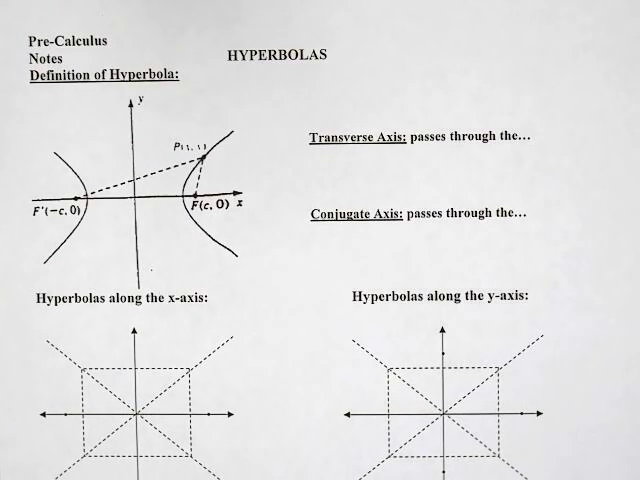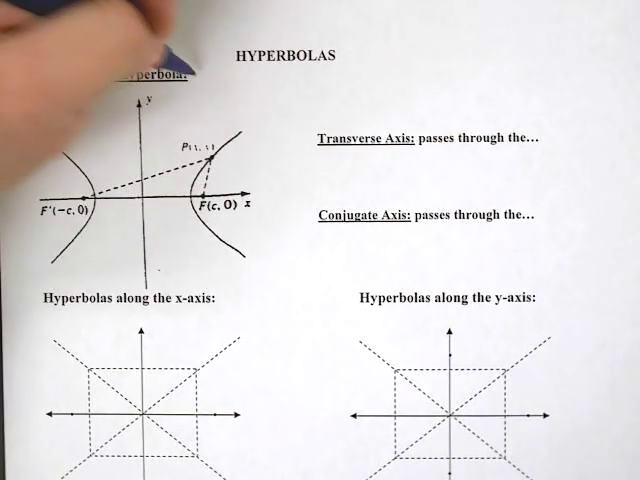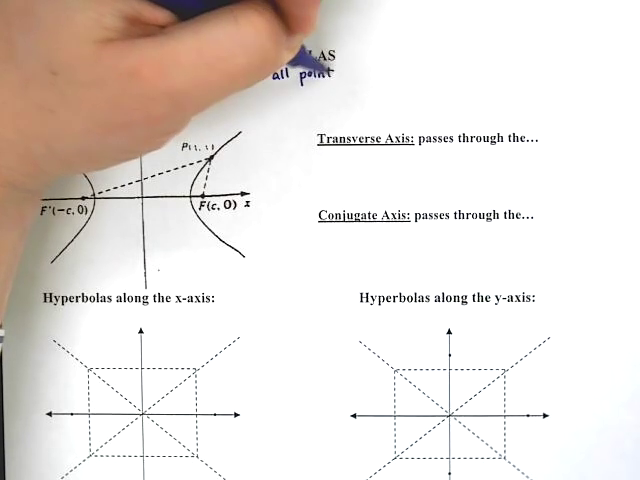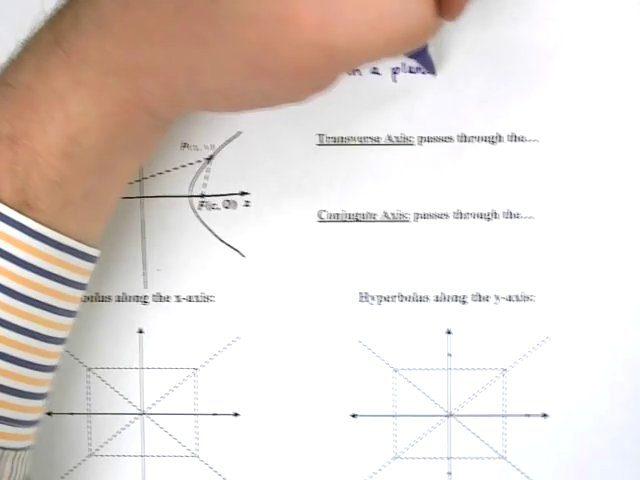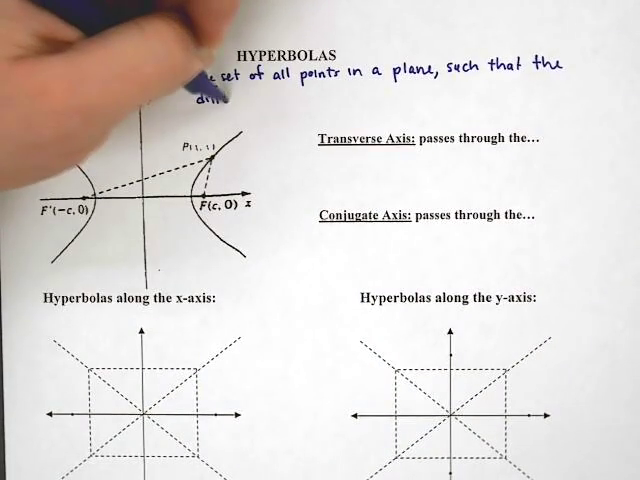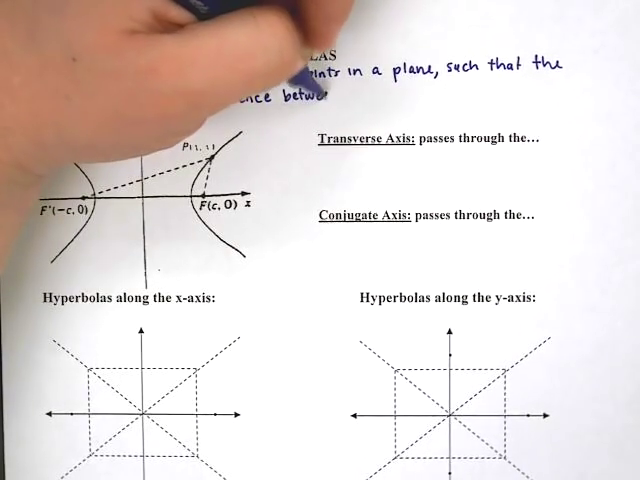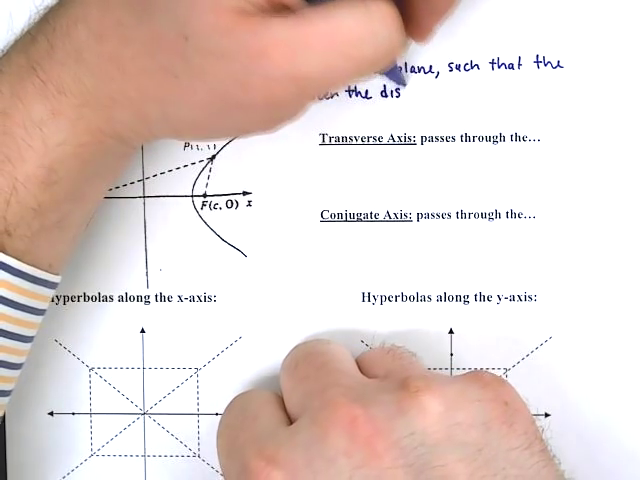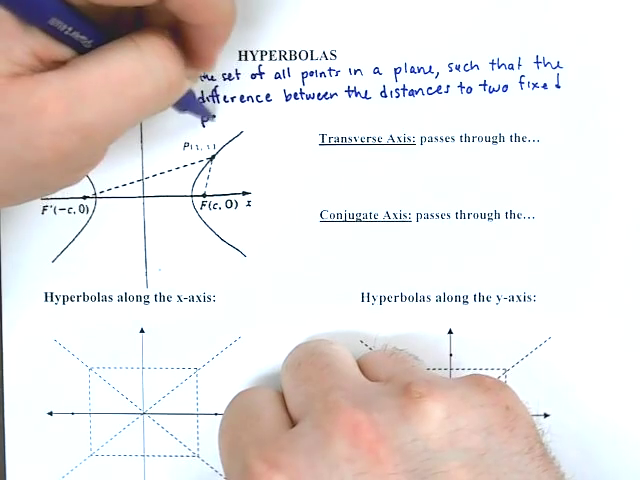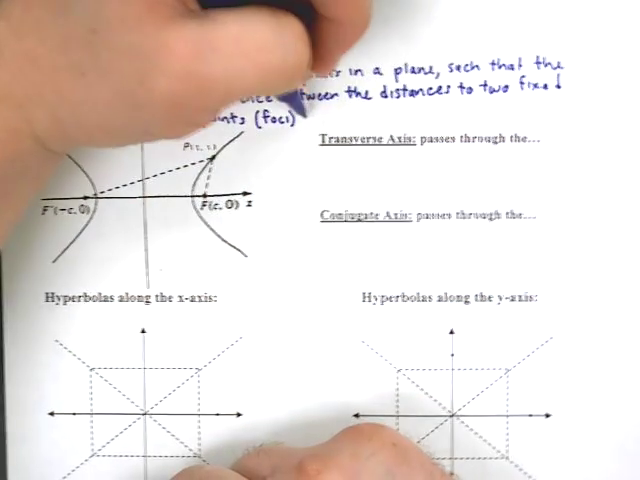So, definition of a hyperbola. It should look pretty similar, but we're always going to start with the set of all points in a plane such that the difference between the distances to two fixed points that we call foci is constant.